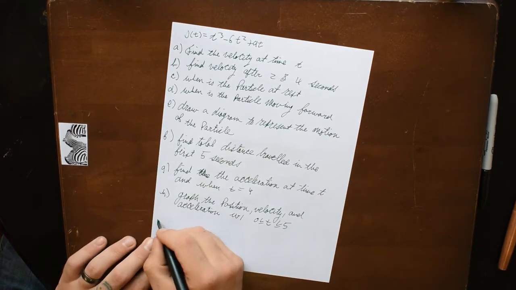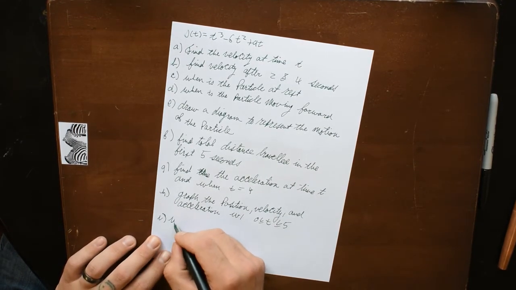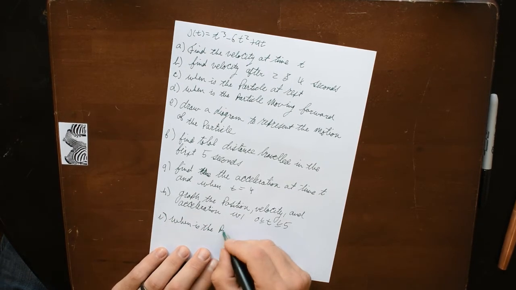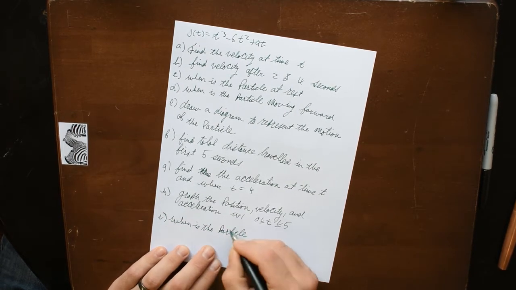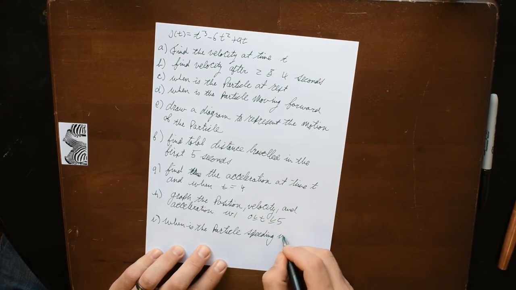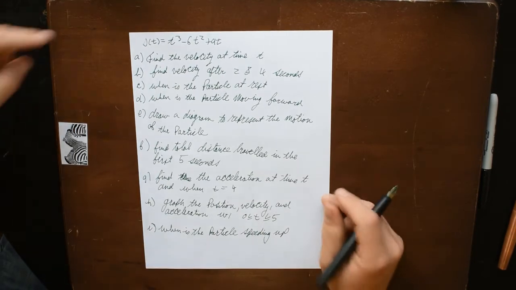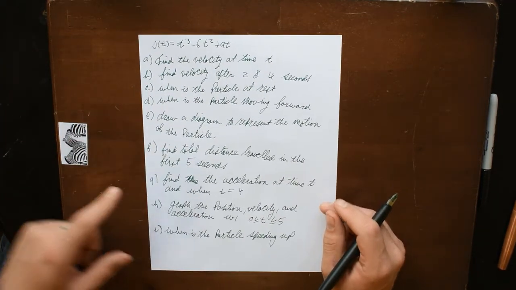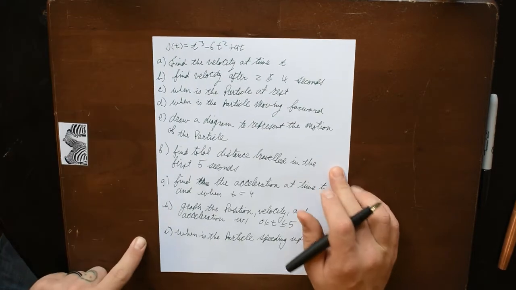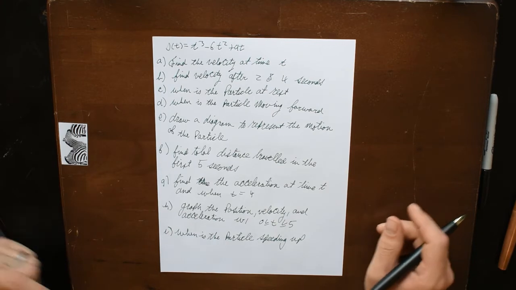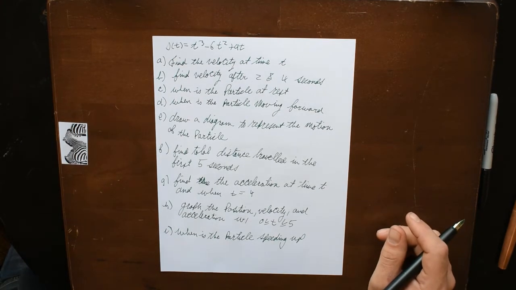And finally, we will discuss when the particle is speeding up. Perfect. So these are the 3, 6, 9 things we're going to do. I wanted to get them all labeled for you so you could skip ahead in the video if you need to for your homework. So we will get started.